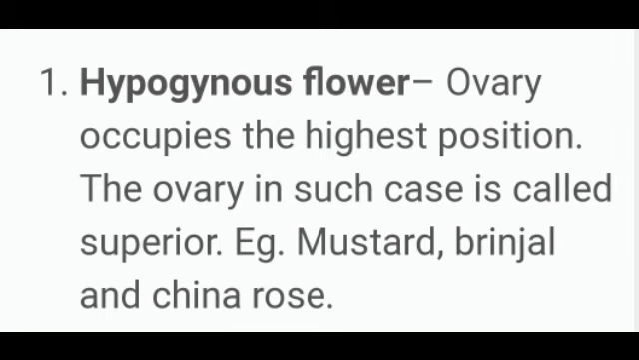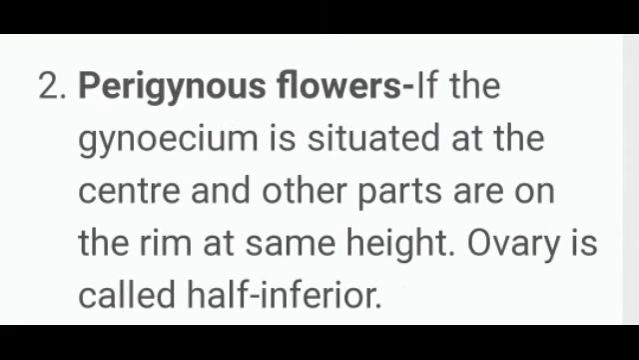Now what is hypogynous? When the position of the ovary is topmost with respect to the other floral parts like sepals, petals and stamens, then it is termed hypogynous. Hypo means superior. So when the ovary is at the top of the other floral parts, it is termed hypogynous. Example, Liliaceae, Solanaceae. It is common in these flowers. Next is perigynous.